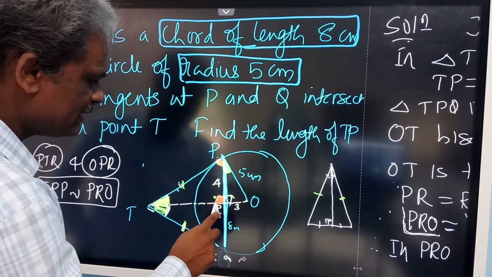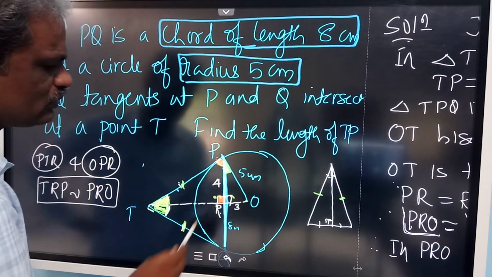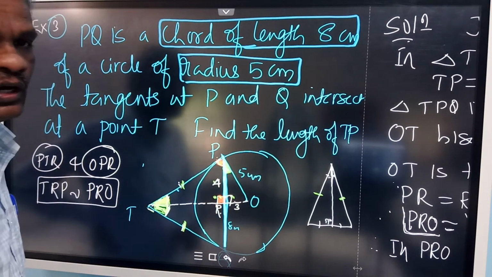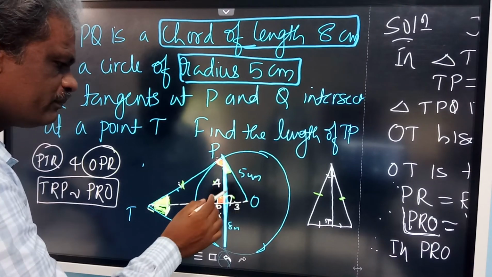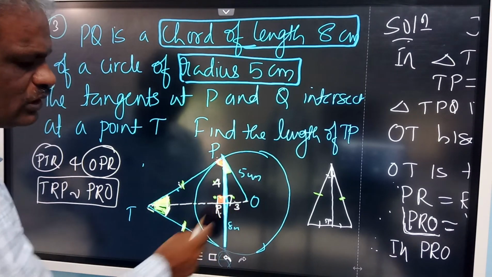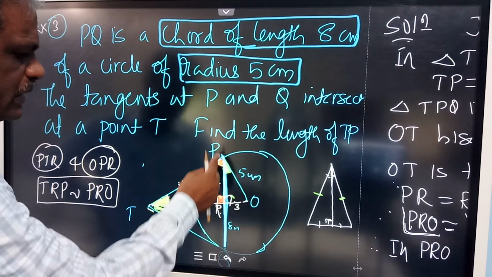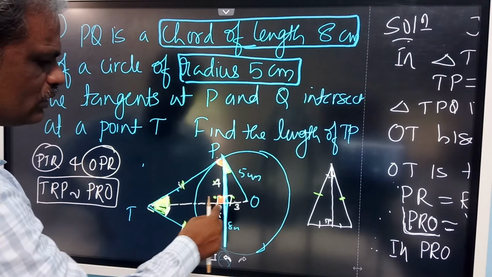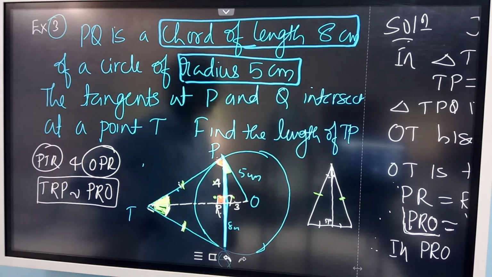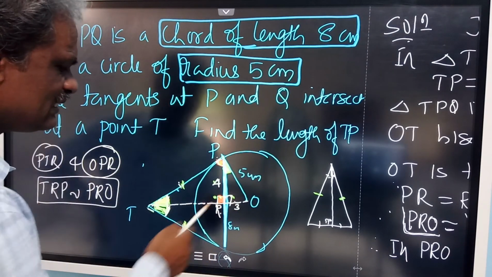So we have proved that this is 90 degree and this is 4, this is 4. Use the Pythagoras theorem with 4, 5. You can calculate OR by the Pythagoras theorem in this triangle. So you can calculate this side OR, because OP square is equal to PR square plus RO square. 5 square minus 4 square becomes 3 square. Okay. So you got this length 3.